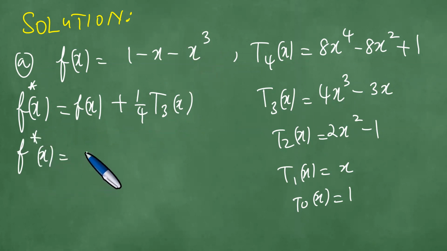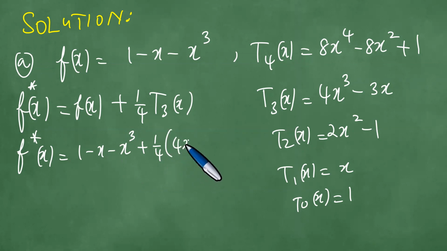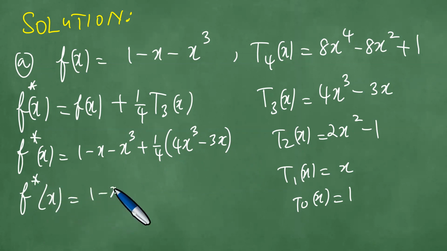What is f star of x? It is 1 minus x cubed plus 1/4 T3, which is 4x cubed minus 3x. Which means 1 minus x cubed plus x cubed minus 3 over 4 x.